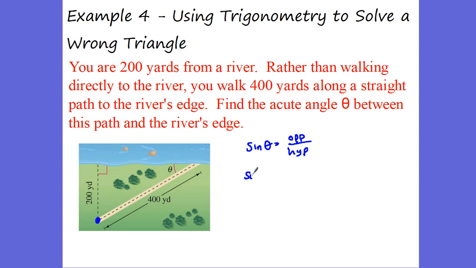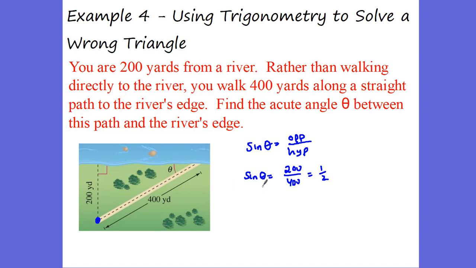So sine of some angle equals, what's the opposite of this angle? It's 200. What is the hypotenuse? The hypotenuse is 400. And so 200 divided by 400 is 1/2. So sine of what angle equals 1/2? Now, let me show you how to do this in your calculator, and then remember, you also have this thing called a unit circle if it works out perfectly.